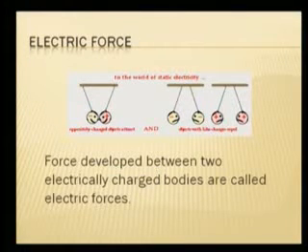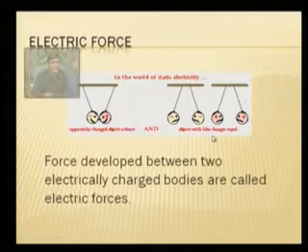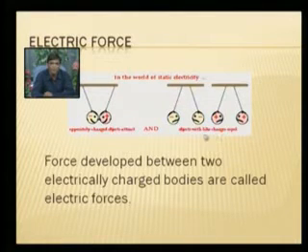Now the next one is electrical force. This is the force developed between two electrically charged bodies, called electrical force. Here we can see that oppositely charged objects attract, and objects with like charges repel. So these two like charges, having the same magnitude, will repel each other.